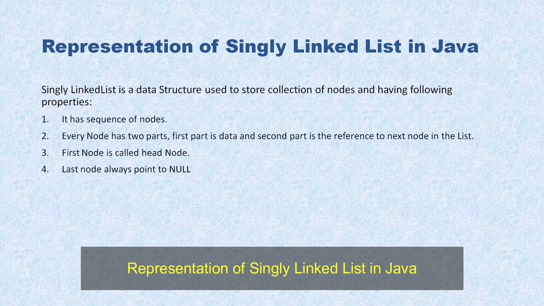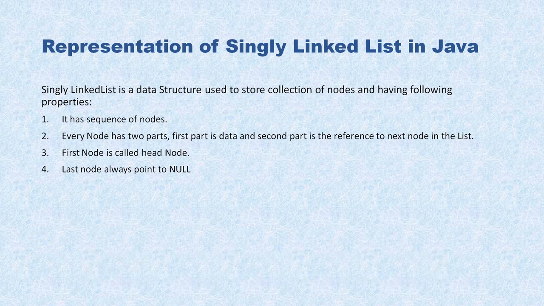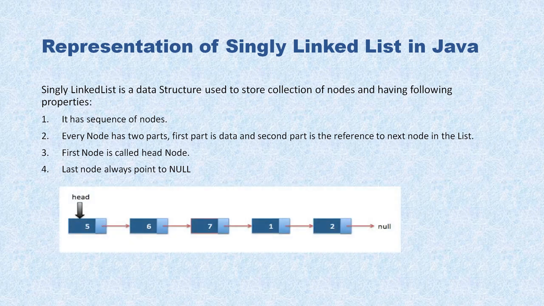First property says that it has a sequence of nodes, so it can have one or many nodes. Every node has two parts. The first part is data and the second part is the reference to the next node in the list. The third point says that the first node is called the head node, and the last point says the last node always points to null, and this is the pictorial representation.